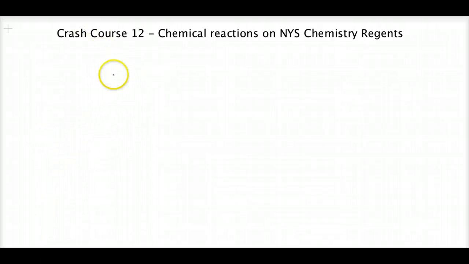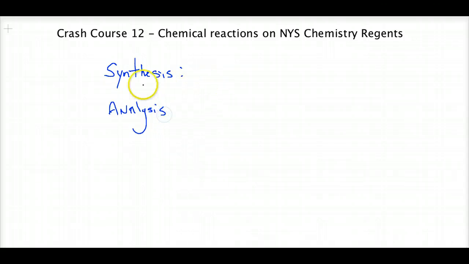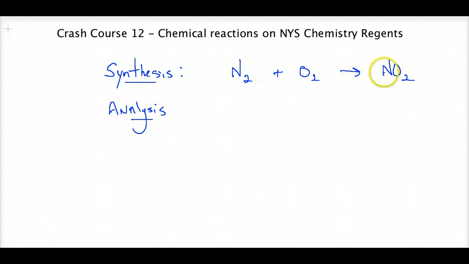For instance, we have something called synthesis. And then we also have analysis. Now, synthesis, as the name implies, meaning we're making something, normally from its elements. So if I take, let's say, nitrogen, and I take oxygen, and I want to make NO2. Normally, let's balance this. So we're going to need a 2 here and a 2 here. And this is a synthesis reaction because I'm making something from its elements.